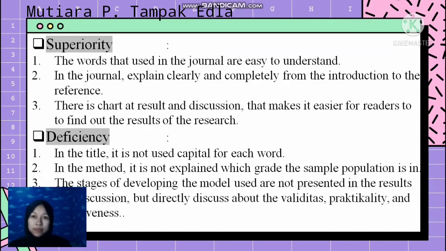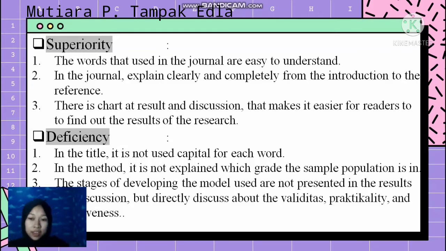The superiorities of the journal are: first, the words used in the journal are easy to understand. Second, the journal explains clearly and completely from the introduction to the reference. Third, there are charts in the result and discussion that make it easier for readers to find out the result of the research.